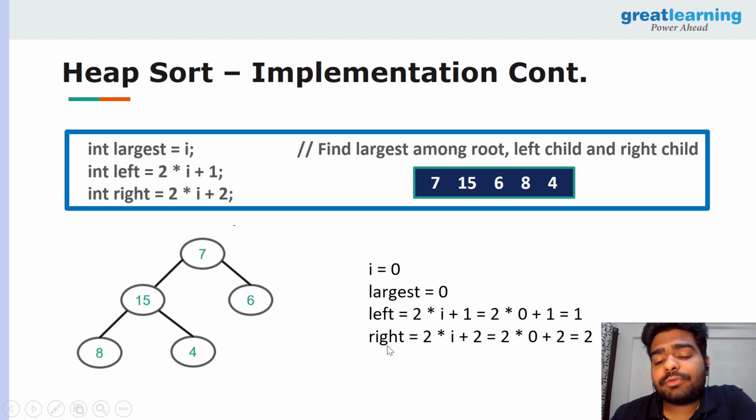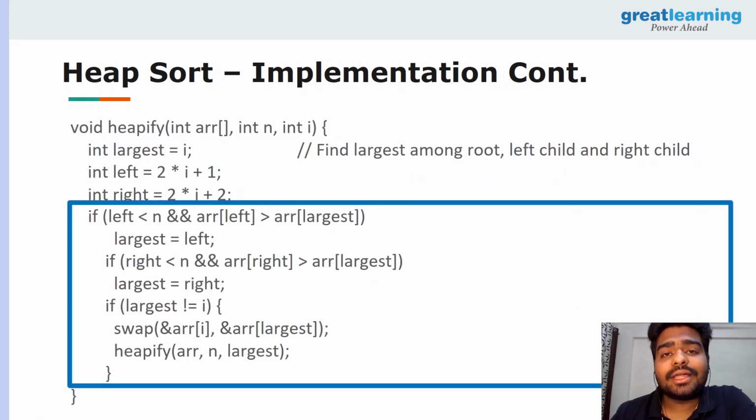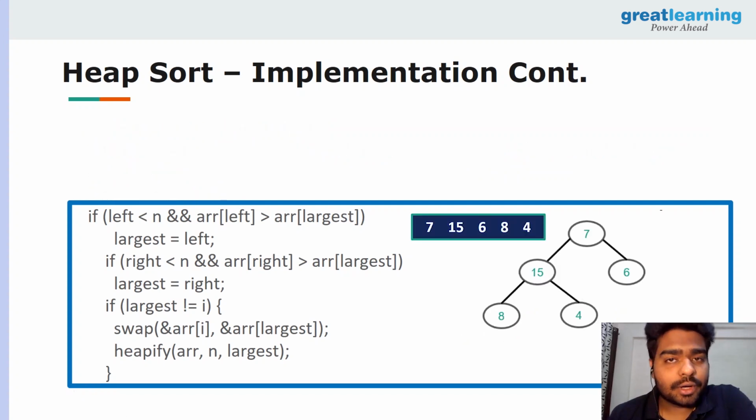Yes, it is. If I find the right formula, 2 into I plus 2, 2 into 0 plus 2. 2 into 0 will give you 0. 0 plus 2 will give you 2. Right? Now, what is the second index? 0, 1, 2. In the second index, I'm getting the value 6. Right? So, whether it is my right-hand side child of the parent, yes, it is. So it's working fine. Now keep in mind 3 things. I value is 0, largest value is 0, left value is 1 and right value is 2. And let's see the if conditions, how we can fit it here and how it will work.